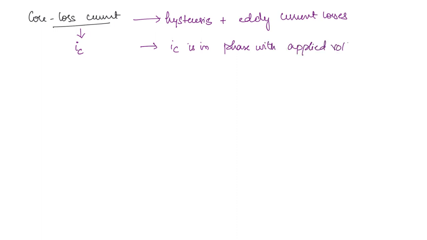This is in contrast to the magnetization current that was lagging the applied voltage by 90 degrees. And one more important thing is the core loss component is also a non-linear value. Now we will try to draw the phasor diagram of the transformer at no load.